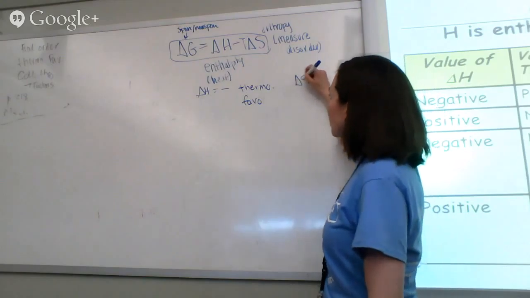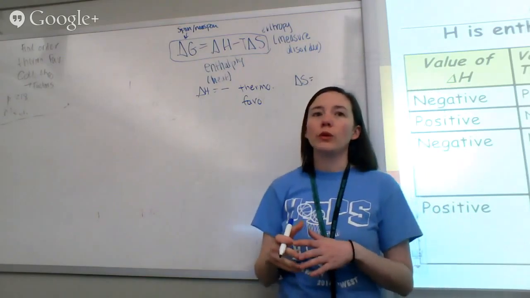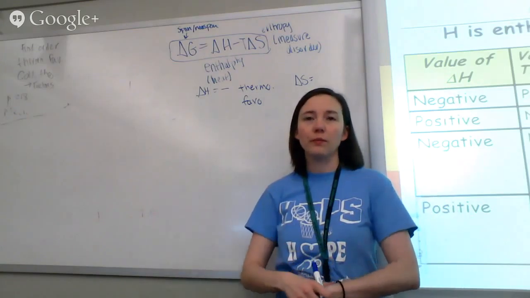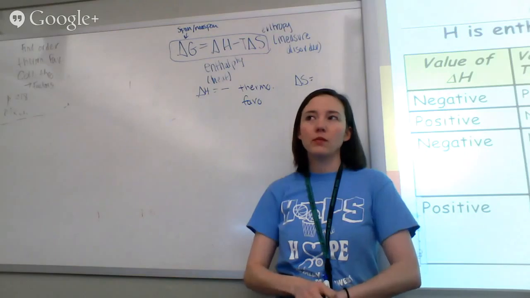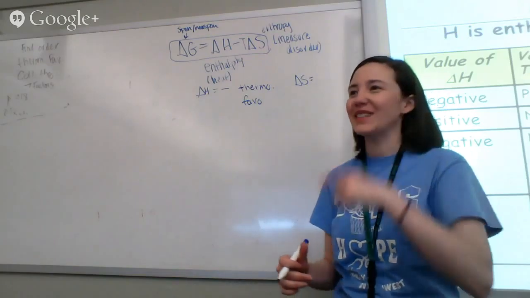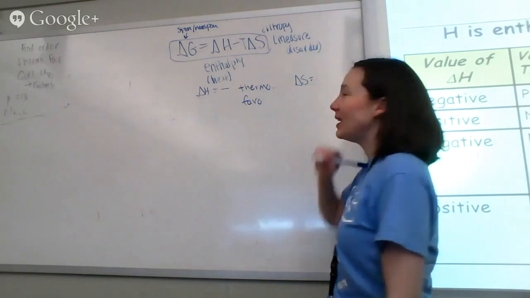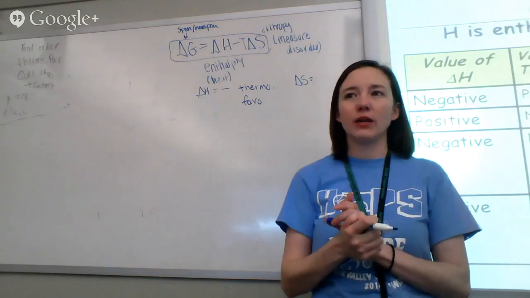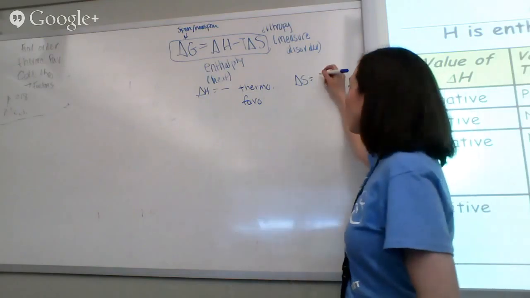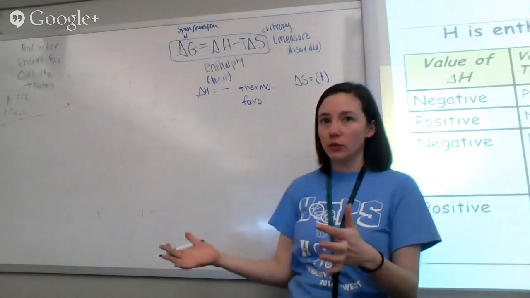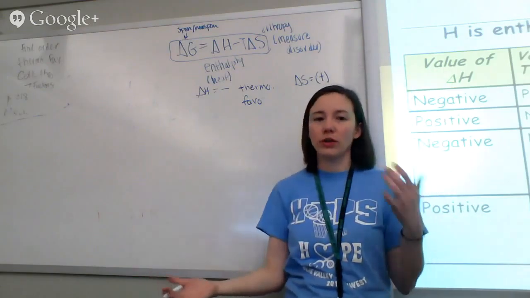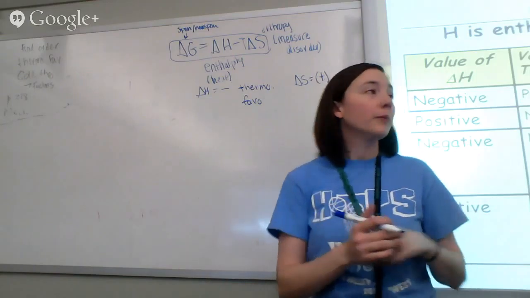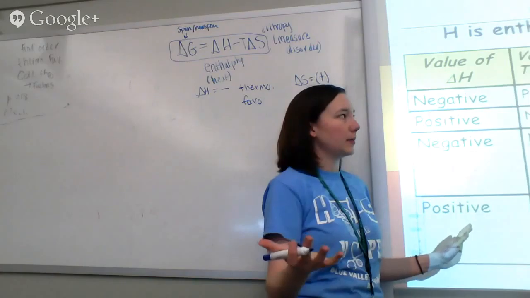For delta S, when we want it to be favorable, is it gaining disorder or losing disorder? Gaining disorder. Sorry, I had to remember how I said it out loud. No, you're right. Gaining disorder. Okay, and so when we're looking at that, is delta S positive or negative? Okay, so then if we're looking at disorder, remember, the more disordered it is, entropy is just hard because you're talking about disorder, and so it's tricky. And so that's where this chart kind of comes into play.